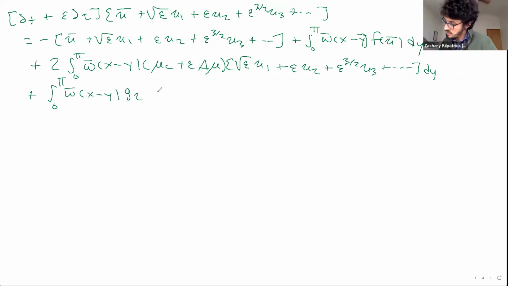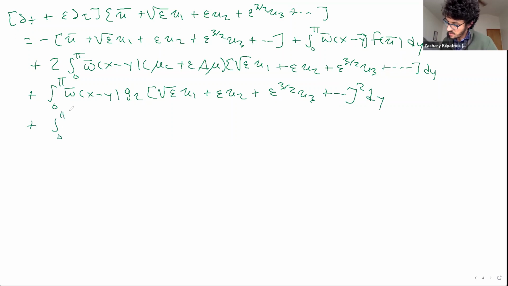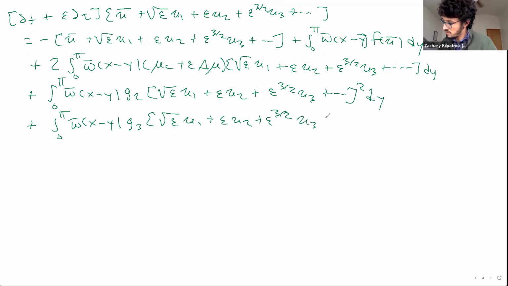Now the squared terms, right? Square root of epsilon u1, epsilon u2 plus epsilon to the 3/2 u3 squared dy. And then finally the cubic terms, integral from 0 to pi w bar x minus y g3 of square root of epsilon u1, epsilon u2 plus epsilon 3/2 u3, so on and so on, dy. Okay. So that whole mess, that's just everything now plugged into our neural field equation.